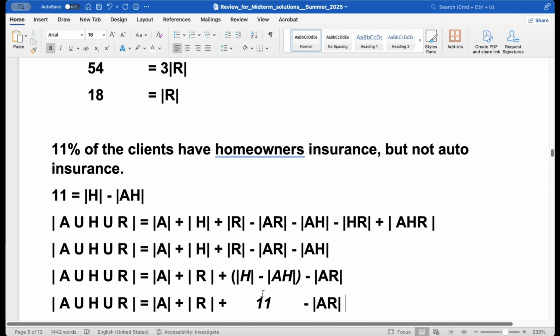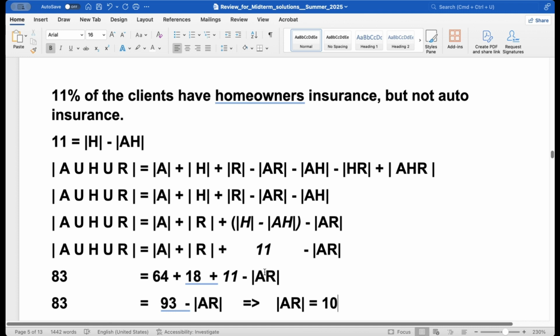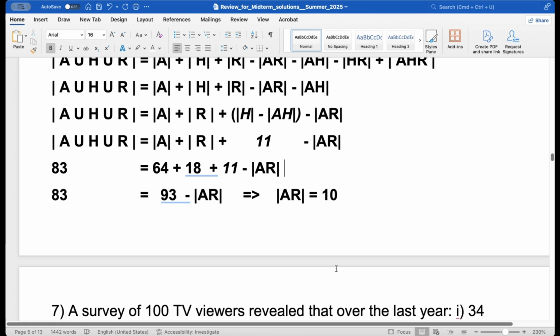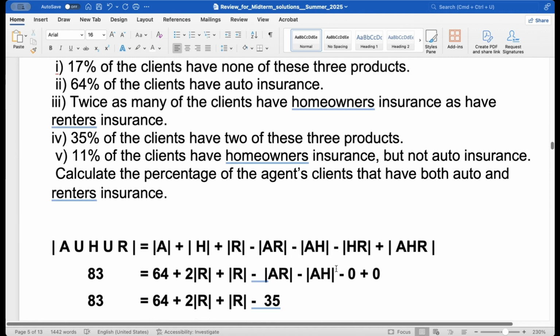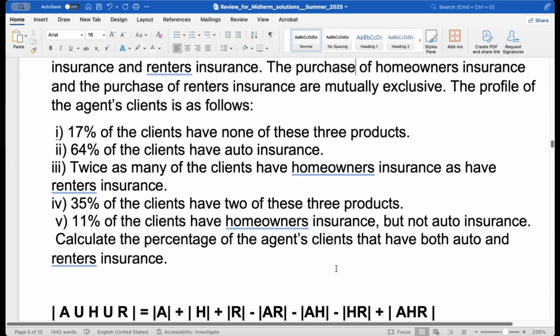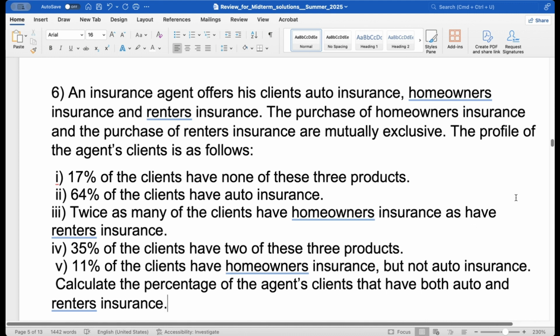And then we can figure out A intersect R. We know that A was 64 and R was 18, and so we can solve for A intersect R. 64 plus 18 is 82, plus 11 is 93. 83 minus 93 is negative 10, so AR equals 10. So it's 10 people, 10%, I should say. Everything was in percentage here. It was 10% have both auto and renters insurance. Now, this method was basically using the formula. I'm going to go down to the bottom here where I have an alternate method using the Venn diagrams.